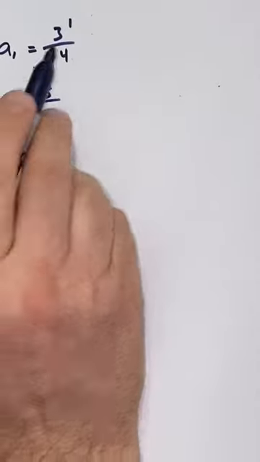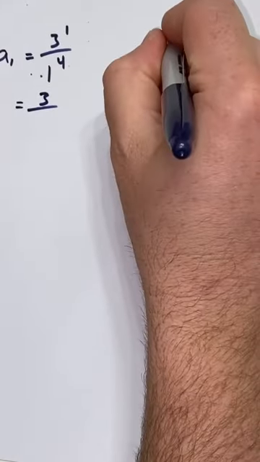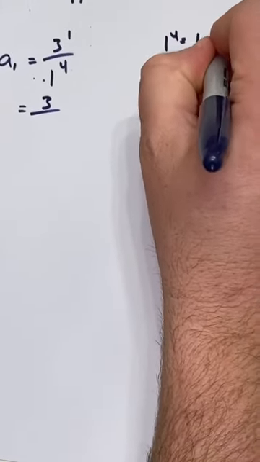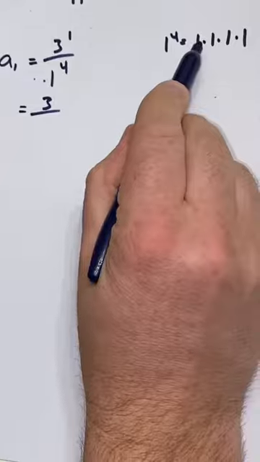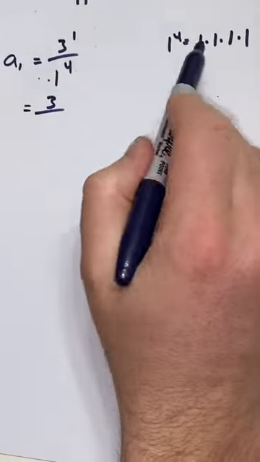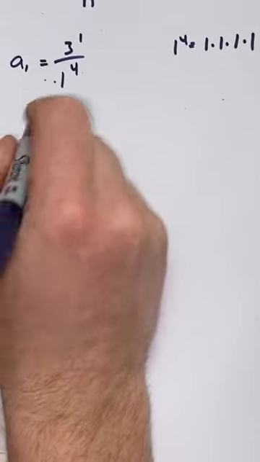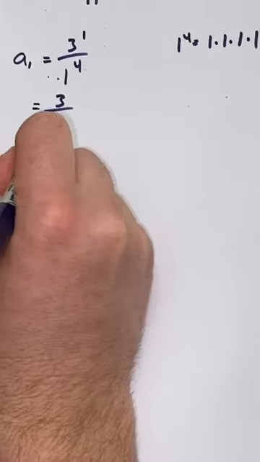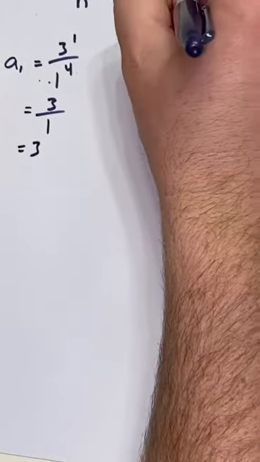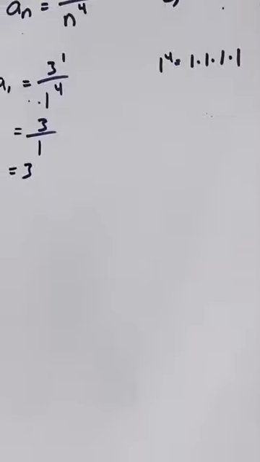And this bottom just means 1 to the power of 4 is 1 times 1 times 1 times 1. Sorry, I use dots. I don't use brackets all the time either. So 1 times 1 times 1 times 1 is 1. So the answer is 3. So our very first term is 3.